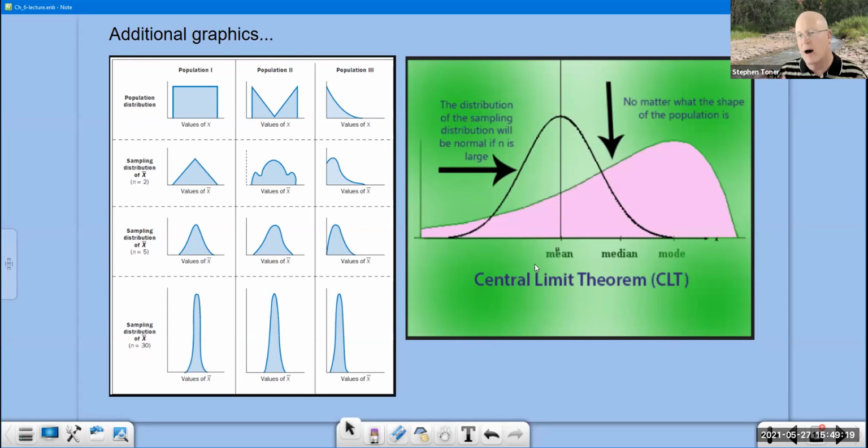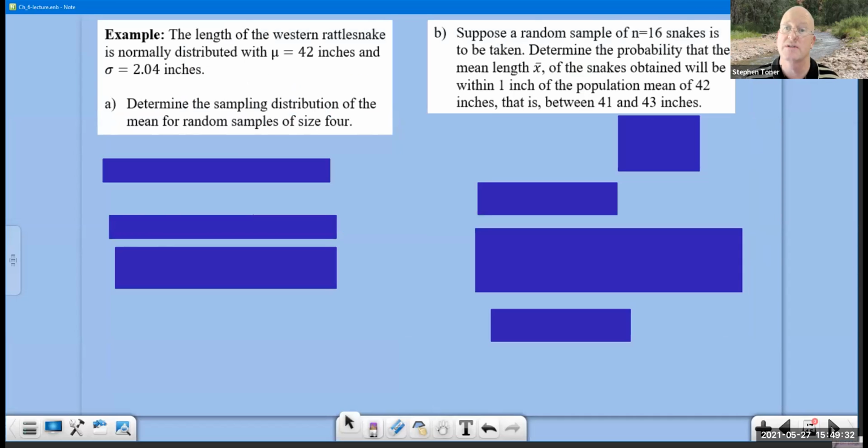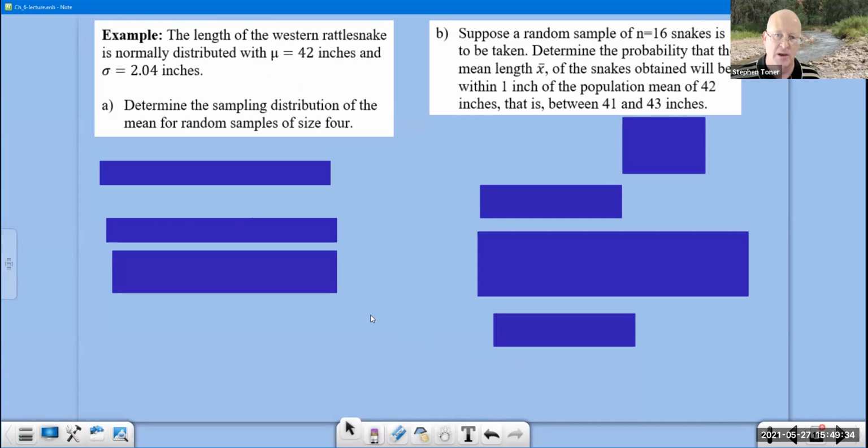So bottom line is we now have opened the door to using the normal curve when the data itself is not normally distributed. We just need to be looking at the distribution of the sampling means. So I've got a couple of examples here to finish off this second video to show you how this is actually going to be used in action.